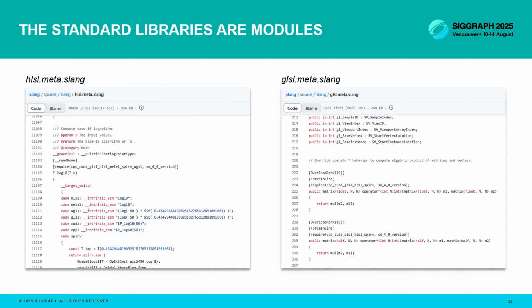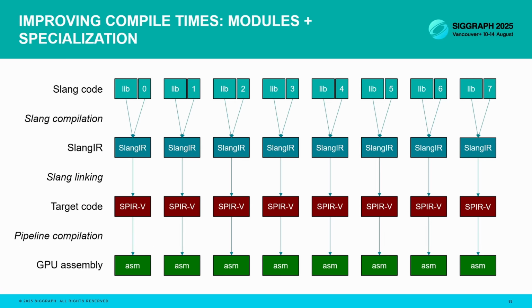Now, a quick word on compile times. Modules can help with compile times if you use them more than once. Here's a diagram of an app compiling 8 graphics pipelines. The input for each one is a shader that links against a larger library. Slang compiles shaders to Slang IR, links them together, and emits target code, like SPIR-V. When the app creates a pipeline at runtime using a SPIR-V module, the graphics driver will usually do its own set of optimizations, producing GPU assembly.